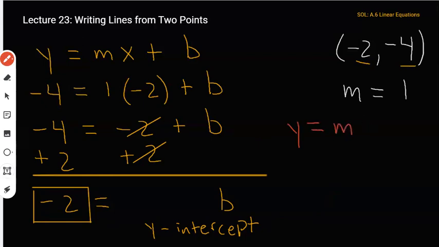So now I have enough information to write out my line. We know that m is going to be 1, and we know that b is going to be -2. So I'm going to put a -2 right here.